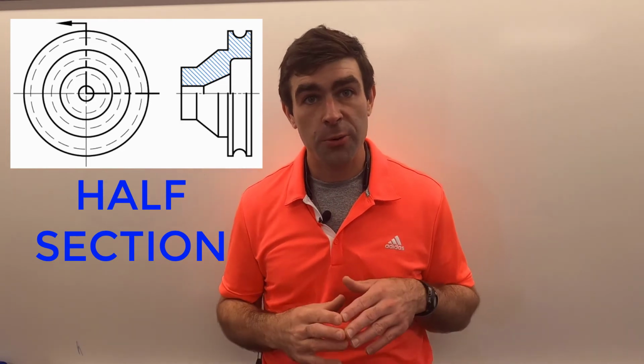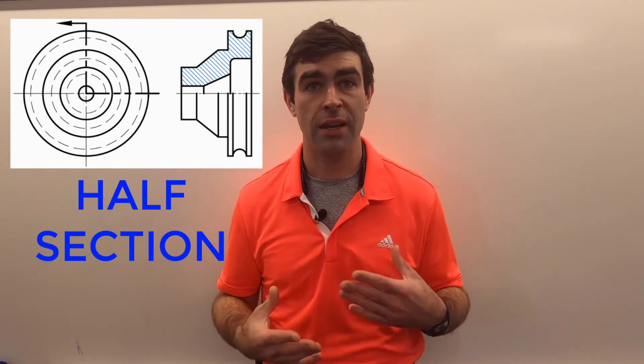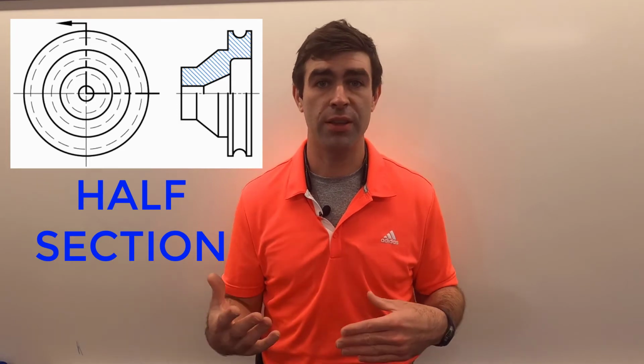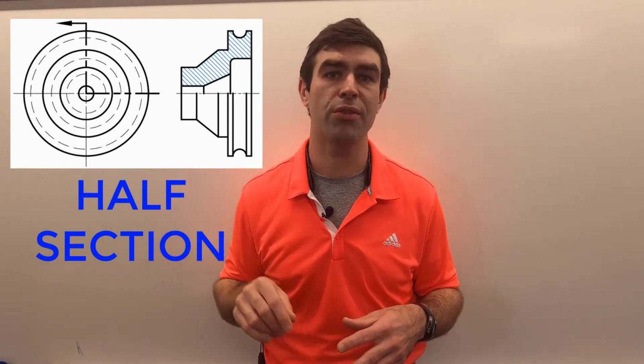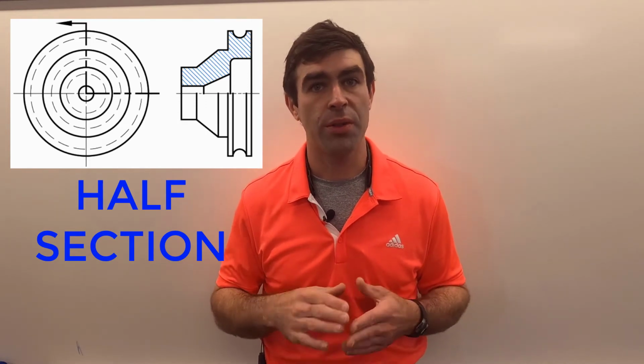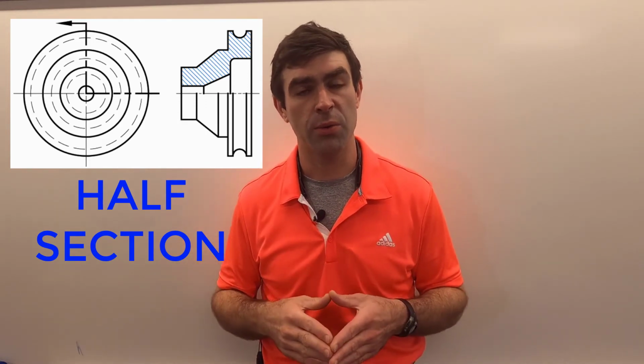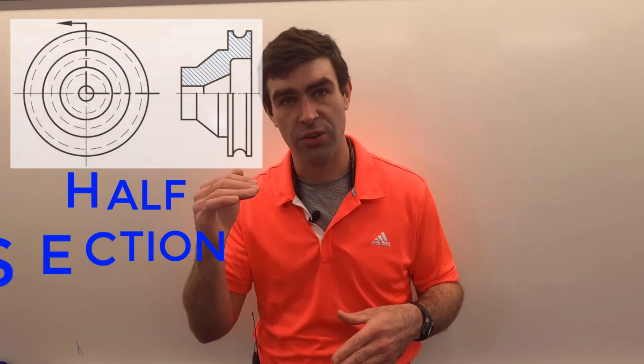With the half section view, you're only going to use one arrow to indicate where the object is cut. And you typically take a quarter out of a round part. Then the other view, there'll be a center line going through it, letting you know where the section stops.